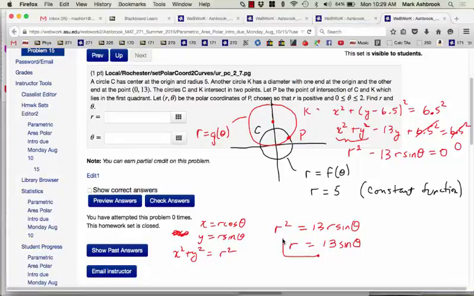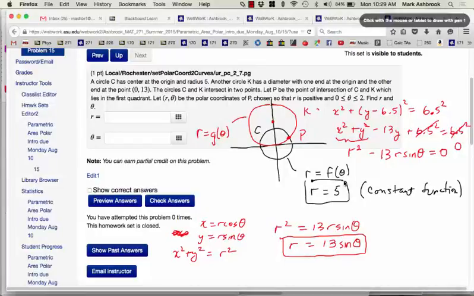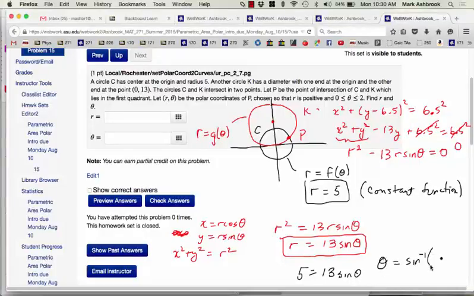So we've got this function for circle K, and this function for circle C. For point P, we want the point where the distance from the pole is the same for both circles, because this is the only angle for which you have the same distance away from the pole. So we set the r's equal to each other. We get 5 equals 13 sine theta. So theta equals arc sine of 5/13.